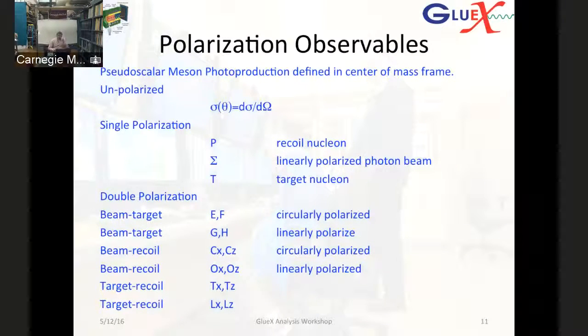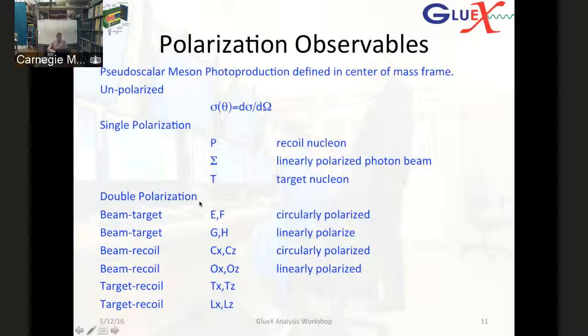So what are these exactly? If we go back to pseudoscalar meson photoproduction, and things defined in the center of mass, there's a bunch of observables that we're familiar with. For unpolarized beam, there is just a differential cross-section. For single polarization, there is a recoil nucleon polarization, which is P. There's this sigma, which is a linearly polarized photon beam, so it's an asymmetry there. And there's a target nucleon asymmetry as well between the two states there. So those are the single polarization observables for pseudoscalar meson photoproduction.